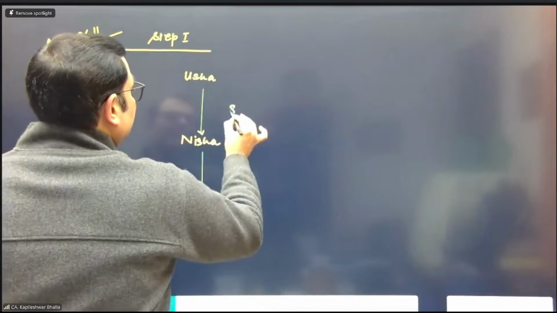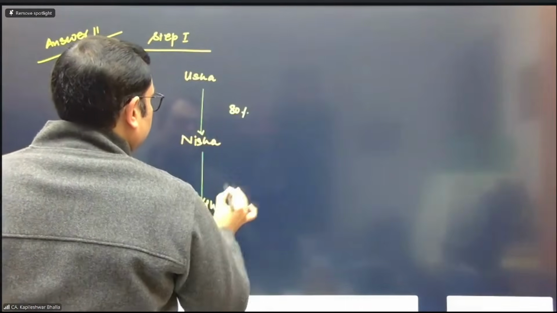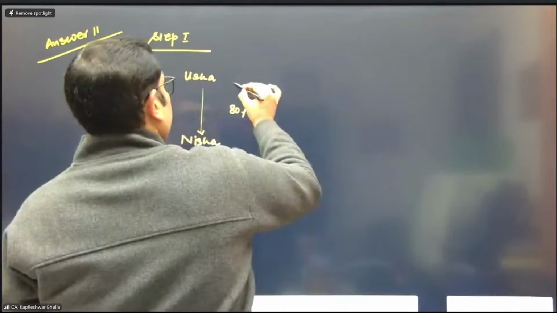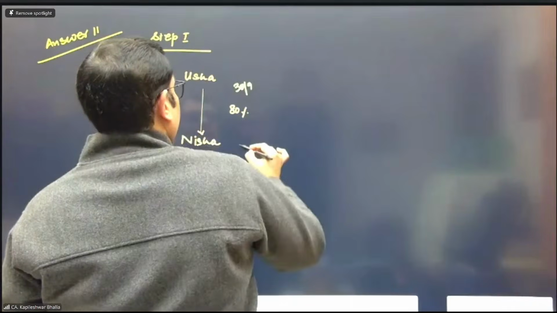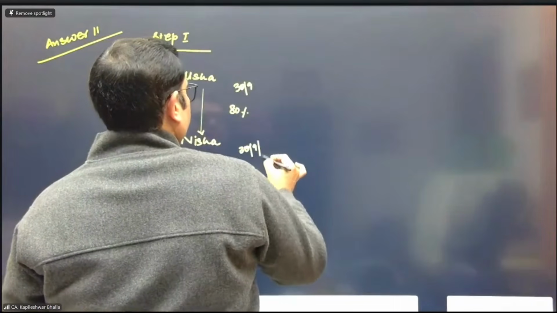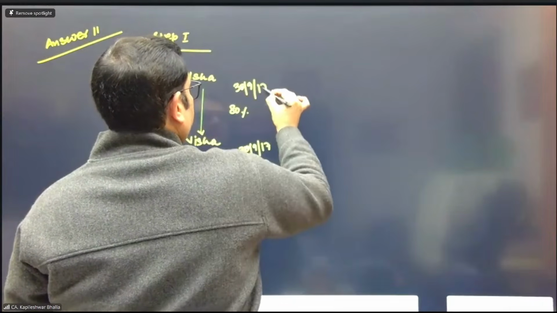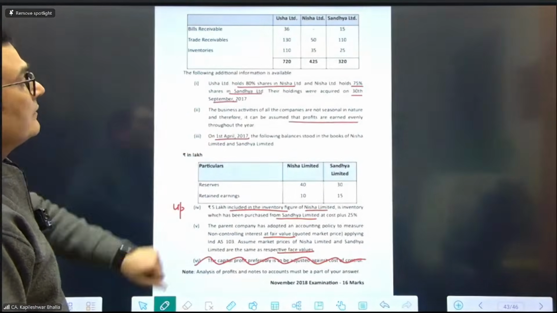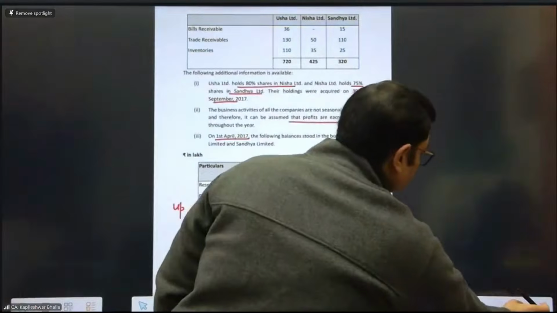And if I look at the percentages which are given, it's very clearly given. It is 80%, and this is 75%. And the date is very clearly defined. It says all the shares are acquired on 30th September 17. So I just picked up the data from the question that all the shares were acquired on 30th September, and there is an 80 and 75% holding.